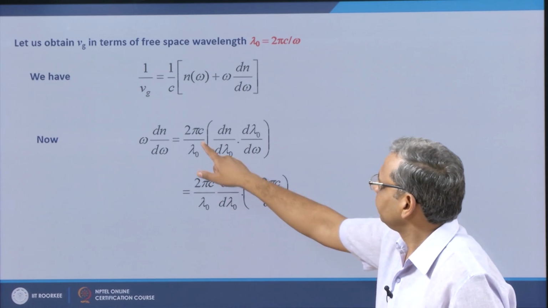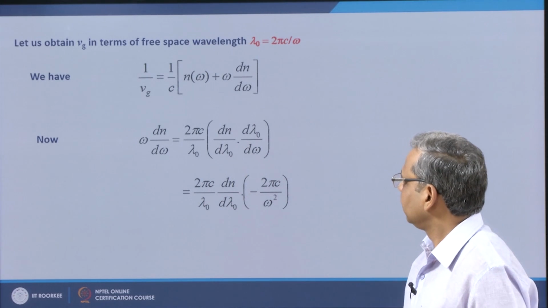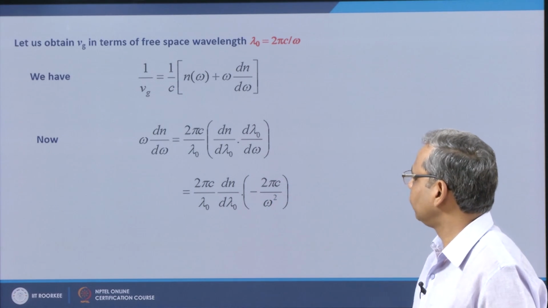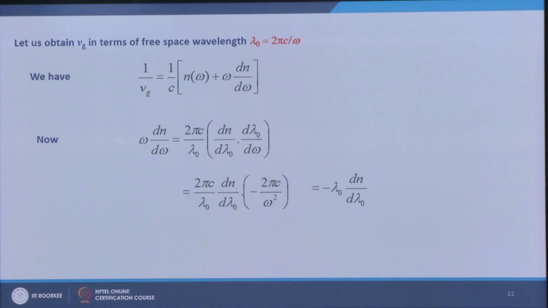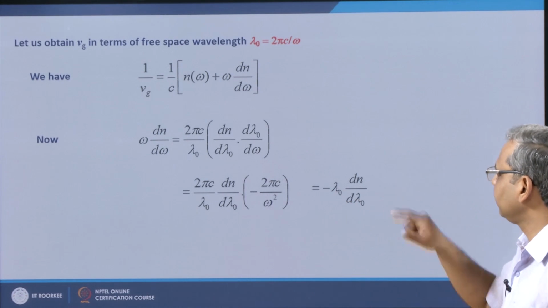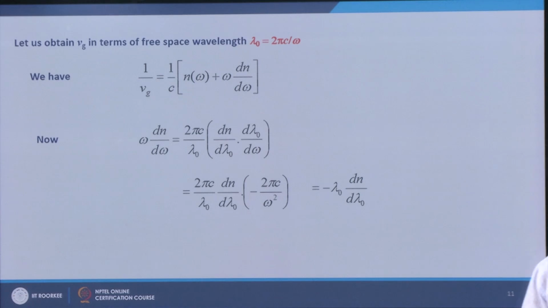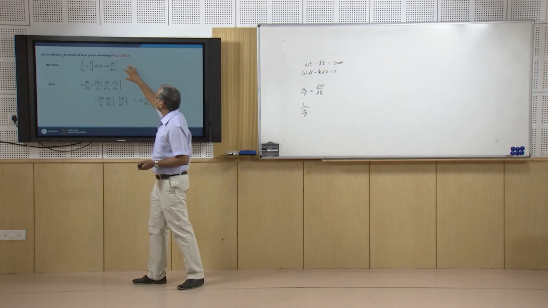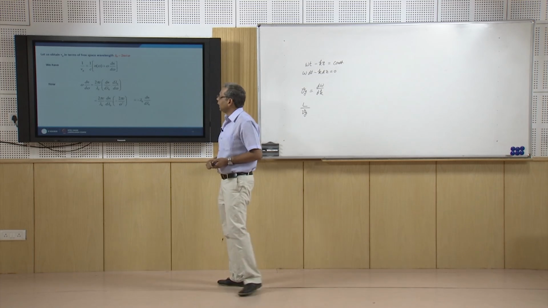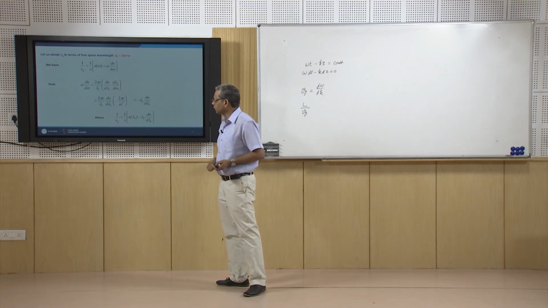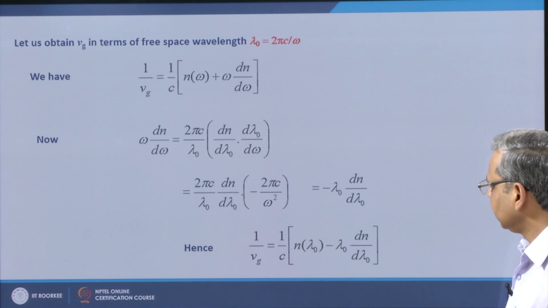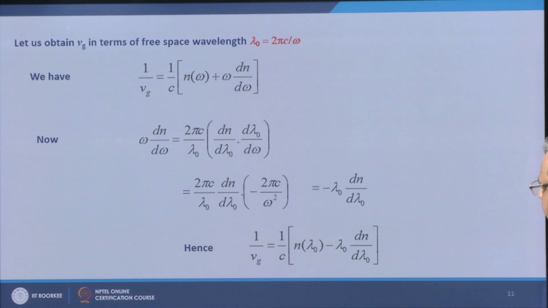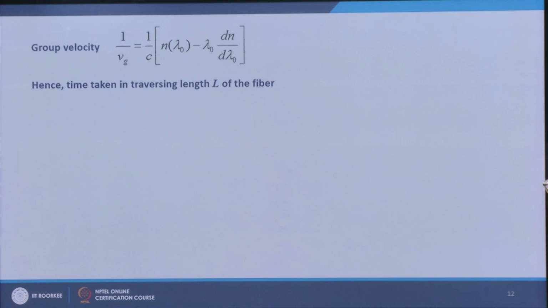So, it would be simply 2 pi c over lambda naught, dn over d lambda naught, times minus 2 pi c over omega square, and omega again I can put as 2 pi c over lambda naught. If I do that, I get omega times dn over d omega is equal to minus lambda naught dn over d lambda naught. So, I put it back into this expression and I get the expression of 1 over Vg in terms of wavelength. So, 1 over Vg is now 1 over c times n of lambda naught minus lambda naught times dn over d lambda naught.